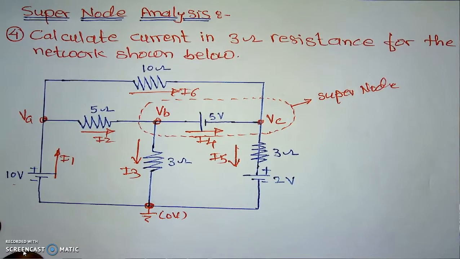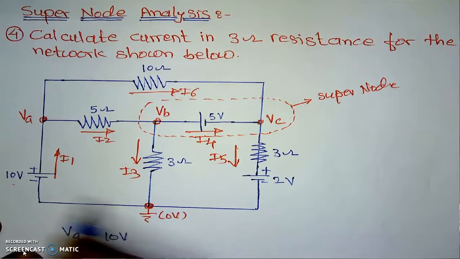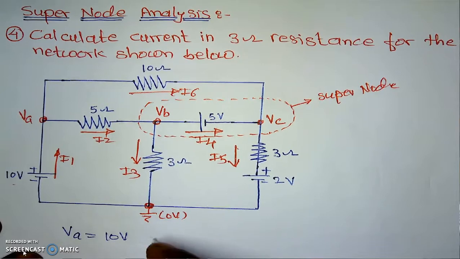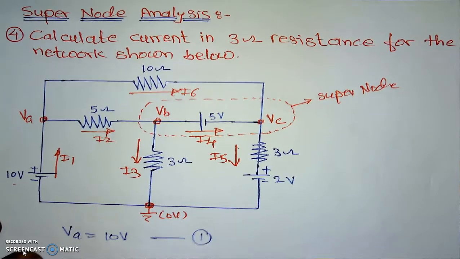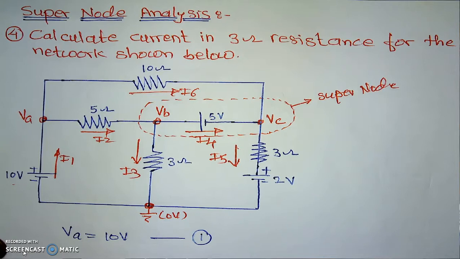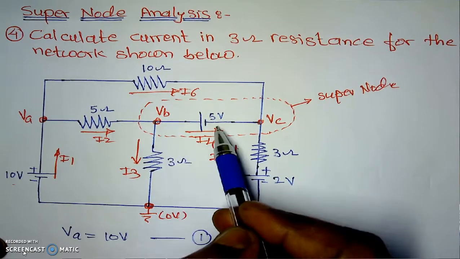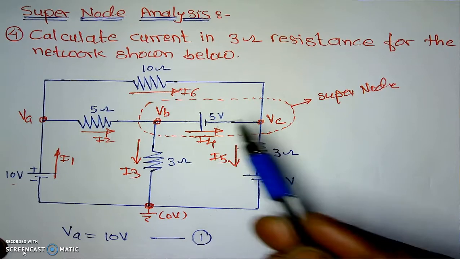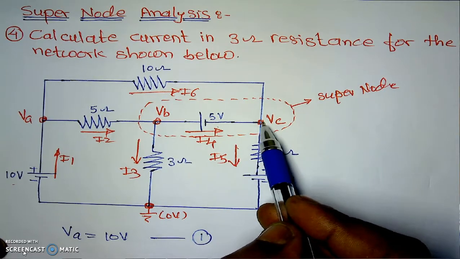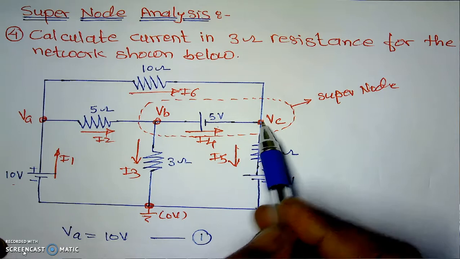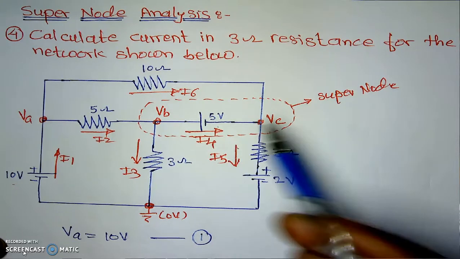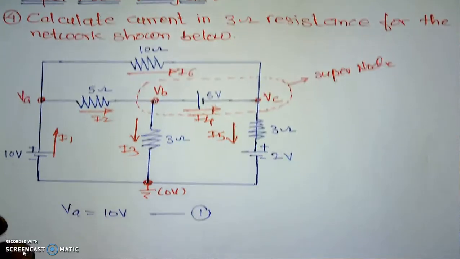Now here from this figure directly we can shift this potential, means at node A, VA will become 10 volt. We can do this shifting because its other terminal is at ground potential, and we can name this equation as equation number 1. Now we are not able to apply the KCL at node B. We can, but we are not able to find out the value of I4. We are not able to apply the KCL at node C because again there is an issue with this particular branch. Because of that, we will apply the KCL at the supernode.